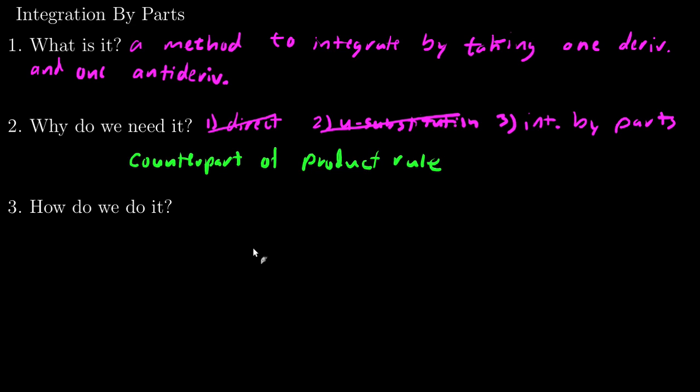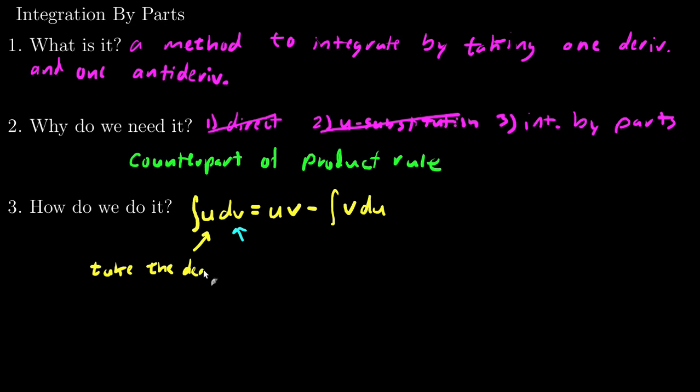So how do we do it? Well, what we end up doing is this. The formula is: the integral of u dv is equal to u times v minus the integral of v du. And we choose a u and choose a dv. The u we're going to need to take the derivative of, and the dv we're going to take the antiderivative of.